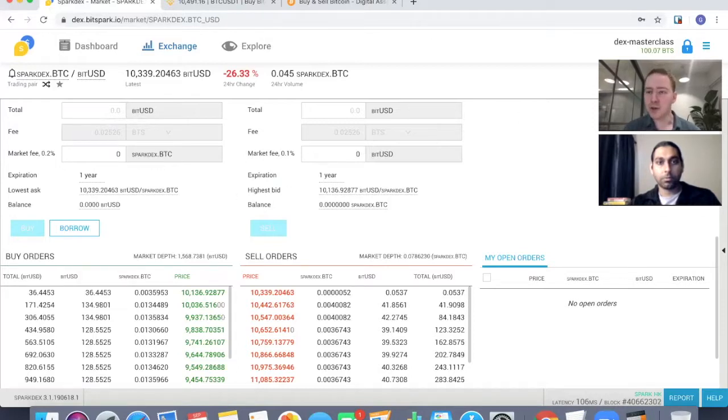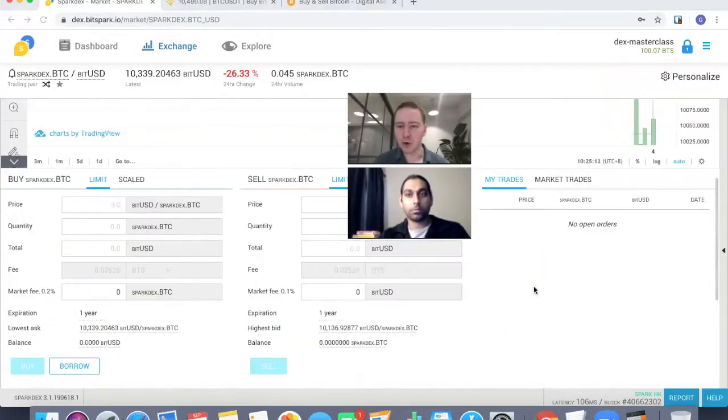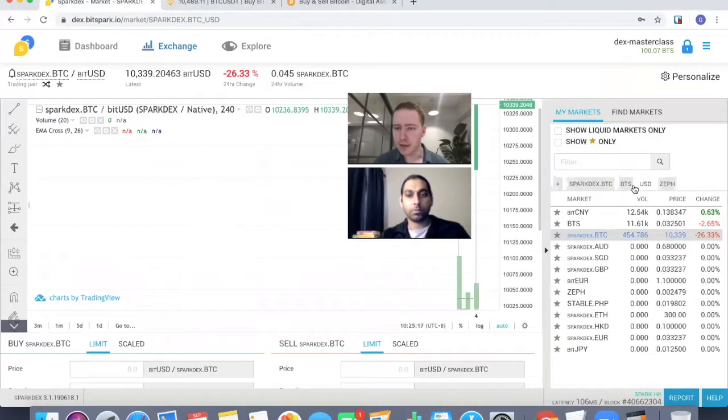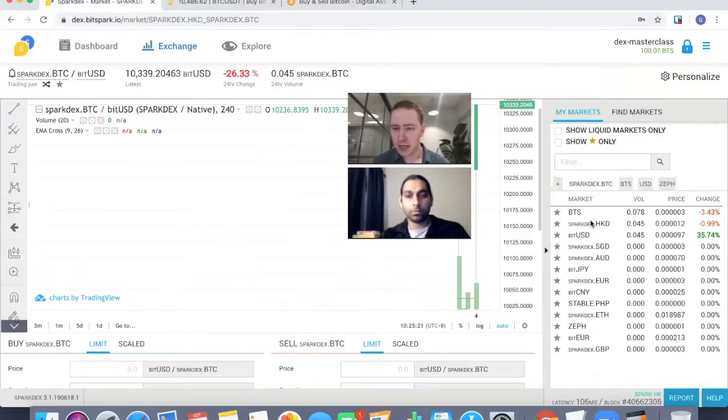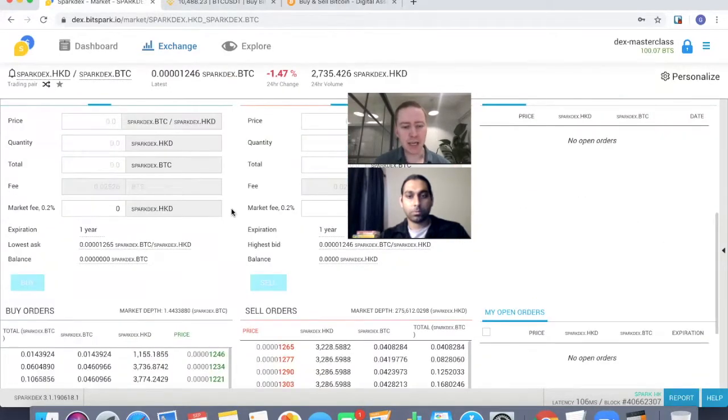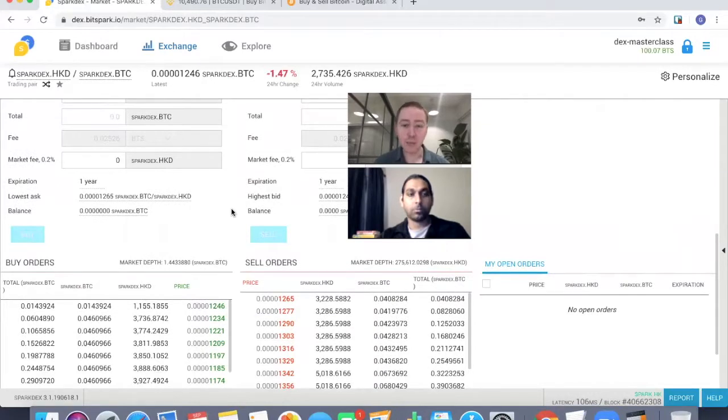So another interesting one we can look at is, we'll go back up here, open our trading view and look at the BTC to HKD market, SparkDex HKD. Now, the Hong Kong dollar is actually pegged to the US dollar, at 7.85. So when you see a Hong Kong dollar, it's literally the same as seeing a US dollar, right? So essentially, you can trade these markets relative to the US dollar price.